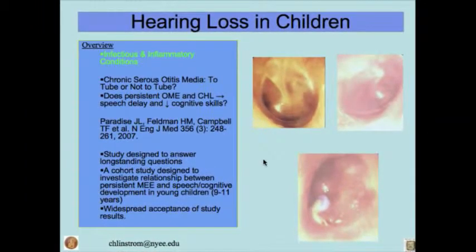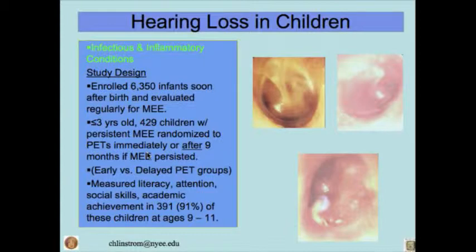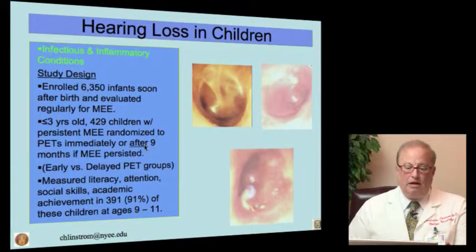So Jack Paradise and others looked at this very issue, and they studied a very large cohort of young children who were enrolled in the study at birth. So they enrolled over 6,350 children from birth. Now, of course, all these children did not go on and have persistent serous otitis media, but about 430 children did, and they were followed very carefully. Okay, so one group went on to have tubes, the other group were observed. Okay, and after 9 months, they're either tubed or observed.